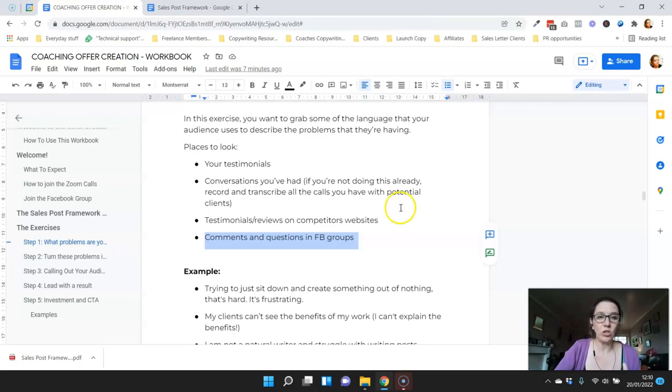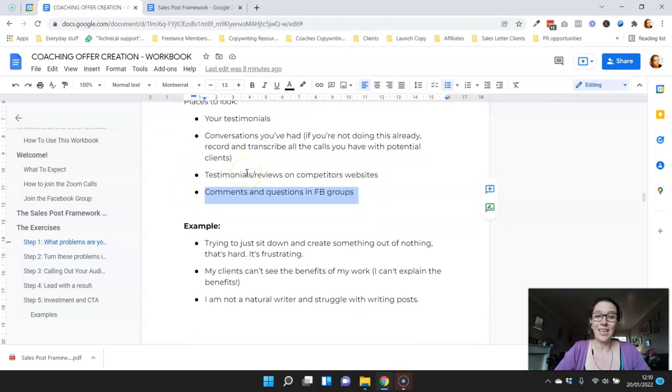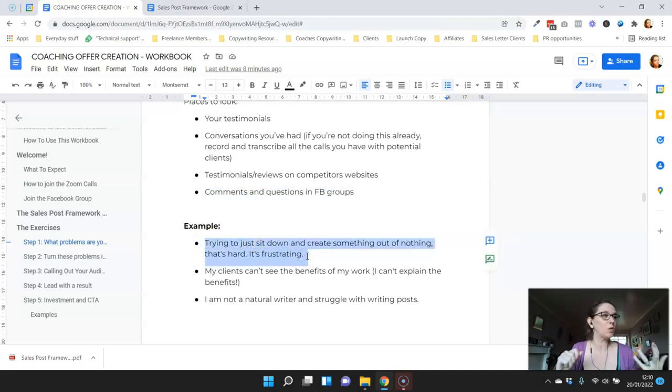And so all you really need to do for this exercise is to just have a look around, look into your testimonials or whatever. It shouldn't take you too long. And then grab some of the language that your audience is talking about, and the way they're describing the problems they're having. So these examples here, these are things that were said to me either on market research calls or, like I say, in the discovery calls that I've had with my clients. But these are literally words that people have said to me about the things that they're struggling with in relation to writing about their offer or explaining what they do.